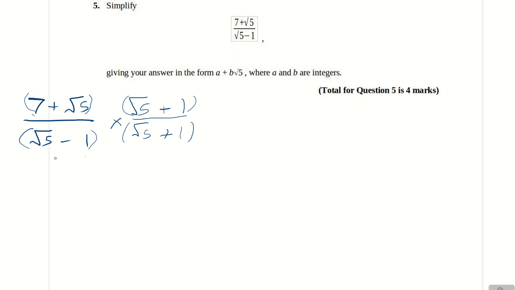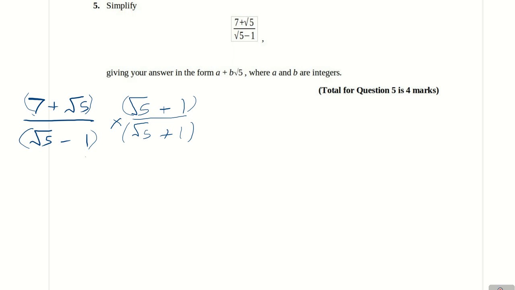We could have also multiplied by minus root 5 minus 1. Then we'd have changed the sign of the root 5 instead of the sign of the minus 1. But it doesn't matter which of those you do, they should both get rid of the square root on the bottom. And you'll see why this works when we go through and do it.